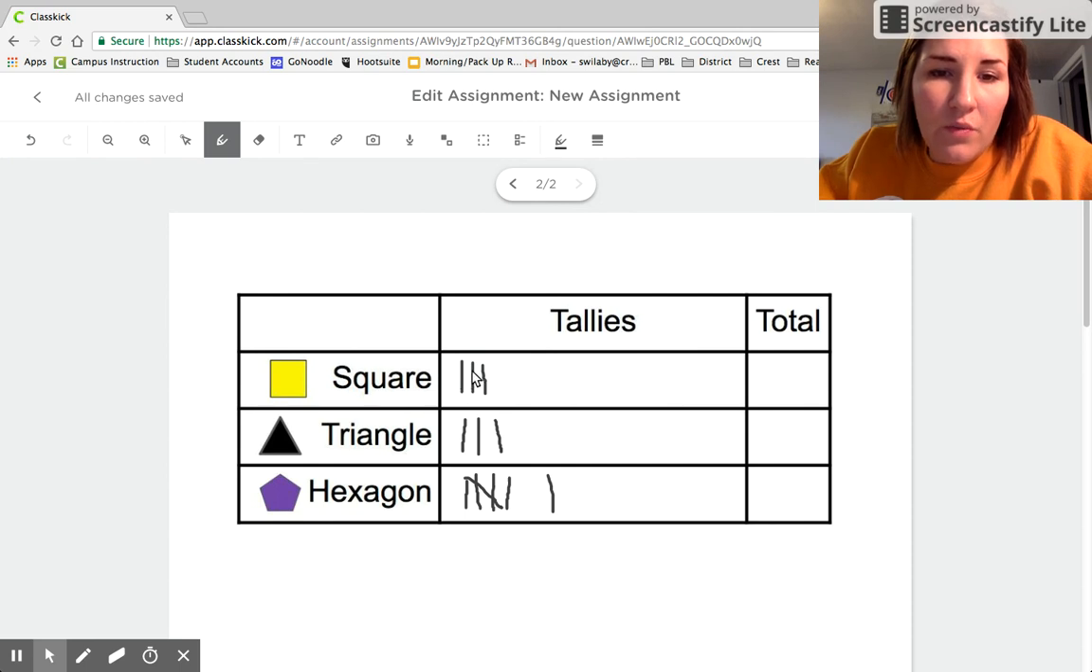We've got square. There's 1, 2, 3 tally marks. So I'm going to put the numeral 3. Triangles, we have 3 again. And then for hexagon, we have a group of 5, and 1 more is 6. So this is the start to collecting data. And then in the next video, after we've practiced collecting data with tally charts, then we'll look at how we can put that information into actual graphs.